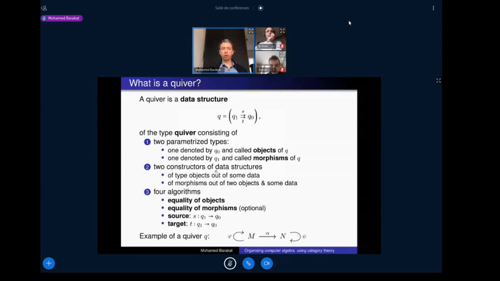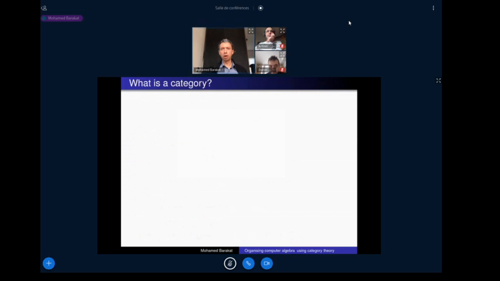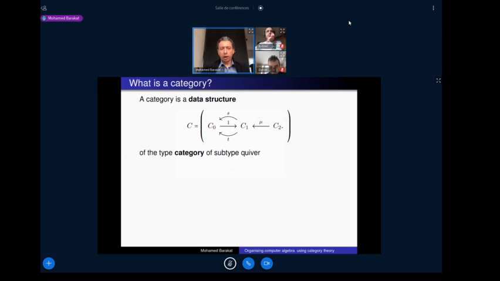And now we continue our journey to what is a category. So up to now, you didn't really see specification, and you didn't see expressivity, and you didn't see compositionality. So a category is a data structure, not just Q0 and Q1, but you have now C0, C1, C2, and actually this can go indefinitely if you want. This is then called the nerve of the category. So this is a data structure of the type category of subtype quiver. So maybe it's the other way around, subtype category of type quiver. So it's a subtype of category.